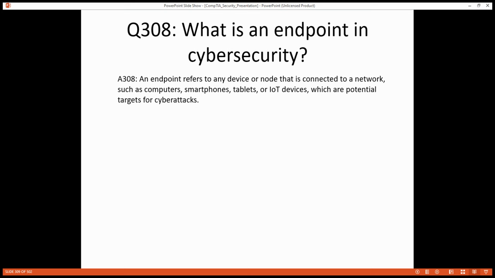Q308. What is an endpoint in cybersecurity? A308. An endpoint refers to any device or node that is connected to a network, such as computers, smartphones, tablets, or IoT devices, which are potential targets for cyber attacks.